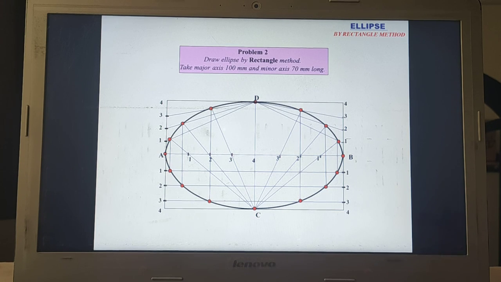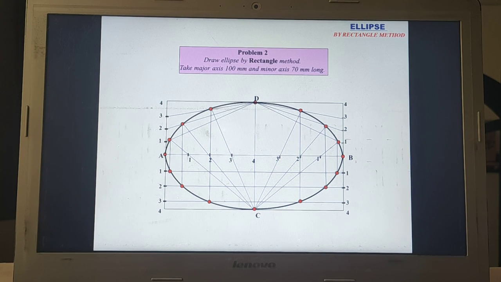So this is the rectangular method by which we can draw an ellipse, isn't it? I hope you have understood how we can draw the ellipse.